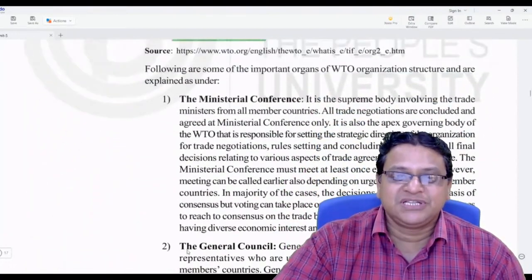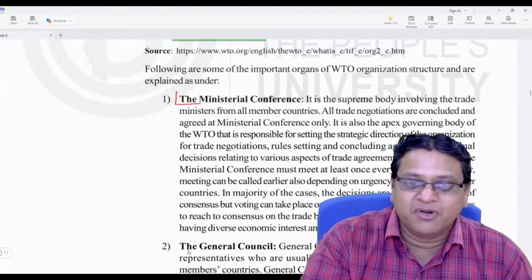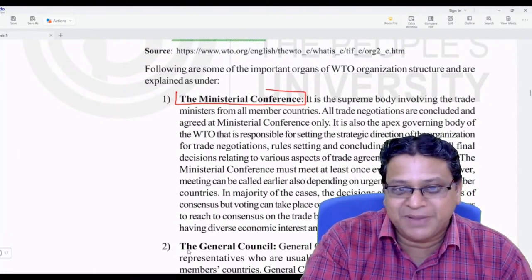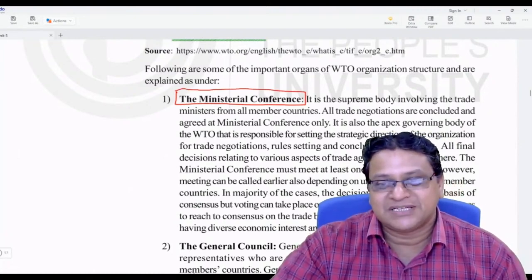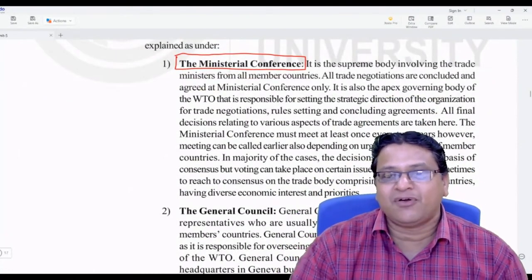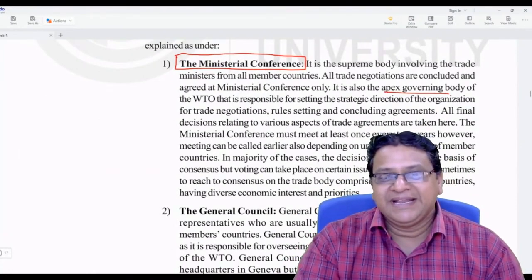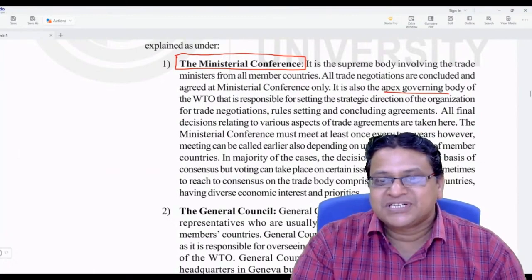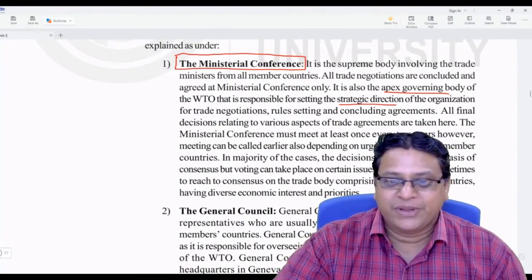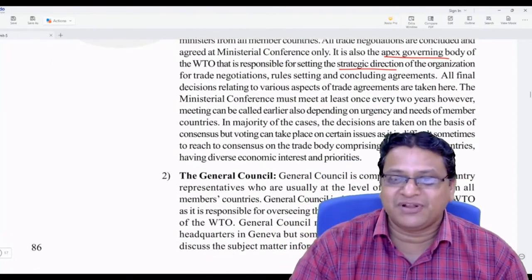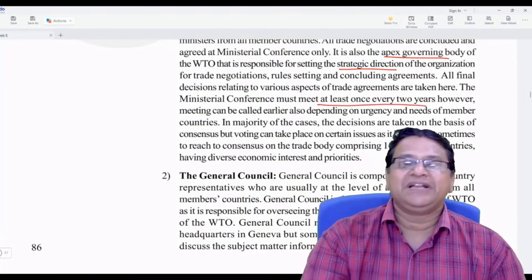First, in the structure of WTO, the first one is the ministerial conference. I have already told that the highest decision making body in case of WTO is the ministerial conference, and this ministerial conference is the apex governing body of WTO, and it frames the strategic decisions in case of WTO. Okay, and the ministerial conference meeting is done at least once in every 2 years.